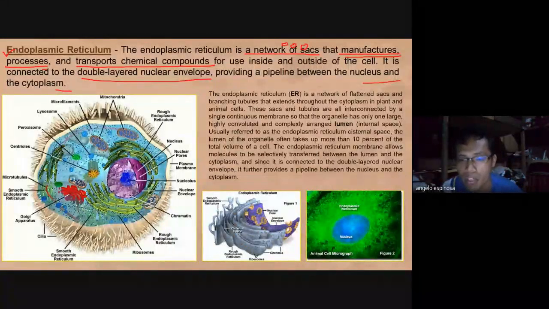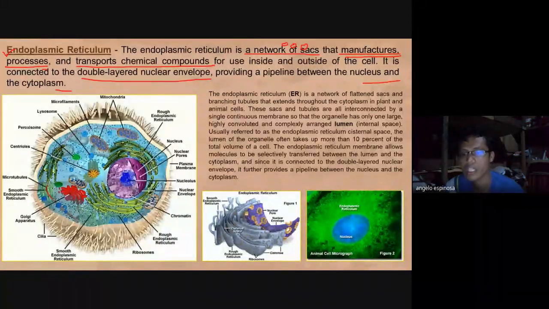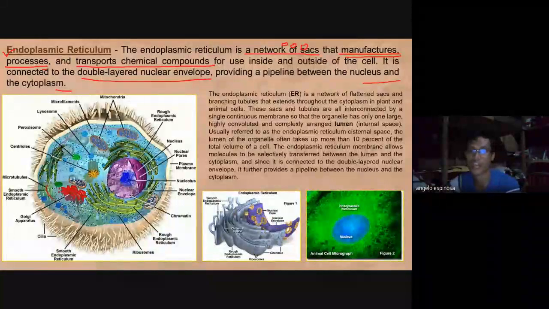So we have two basic kinds of endoplasmic reticulum, the rough and the smooth. The surface of the rough endoplasmic reticulum, as you can see in the slides of the presentation, is covered with ribosomes. Okay, it is covered with ribosomes.